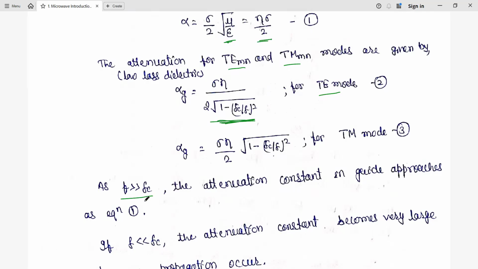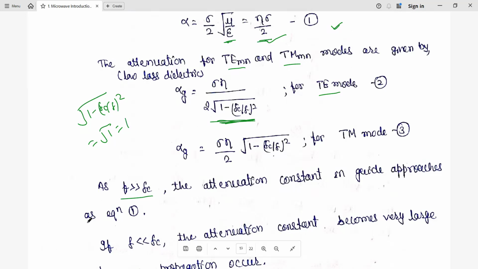Now, if the given frequency is much greater than the cutoff frequency, then you can see what the value will be. The attenuation constant in the guide approaches what we have seen in equation 1. Since f is much greater than fc, when we divide, this term is going to be cancelled. So finally we get root under 1 minus fc upon f, which becomes root 1, so we get 1. That's why we get a similar expression as equation 1. Here we get sigma into eta by 2.